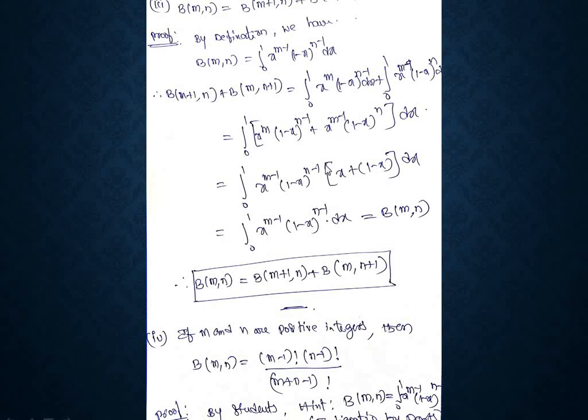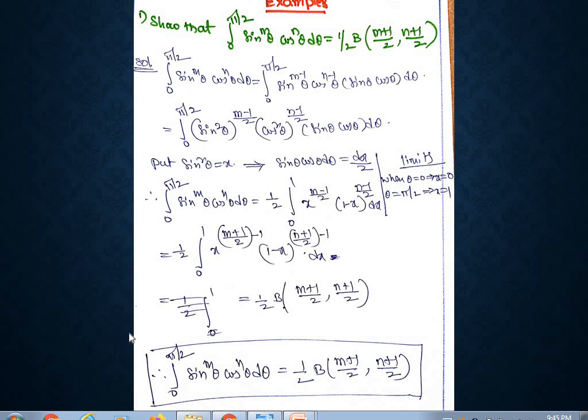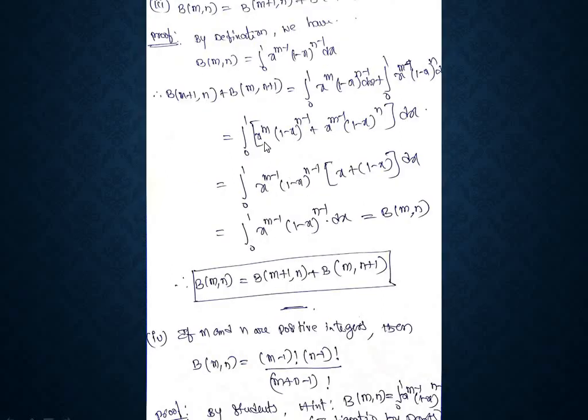So 1 minus x power n minus 1 stays the same, and 1 minus x power n minus 1 into 1 minus x gives 1 minus x whole power n. Here also x power m minus 1 into x will become x power m, and 1 minus x power n minus 1. Now x plus 1 minus x: the x will be cancelled and 1 remains. What is remaining is x power m minus 1, 1 minus x power n minus 1 into dx, and you know that this is the definition of the beta function. So we have the left hand side.